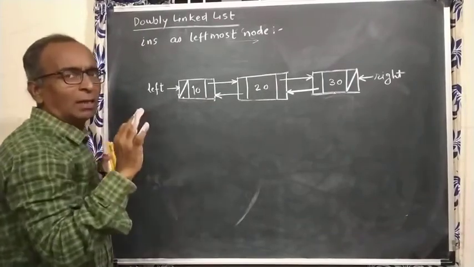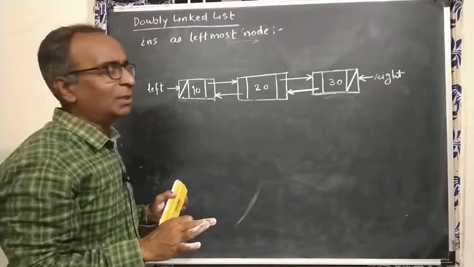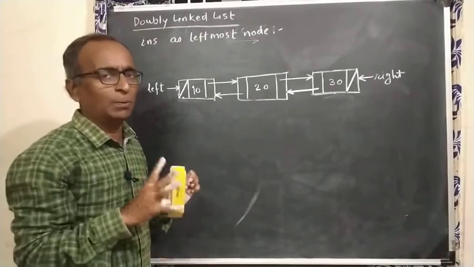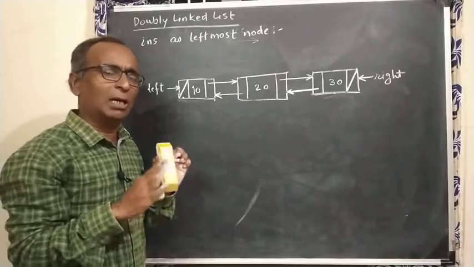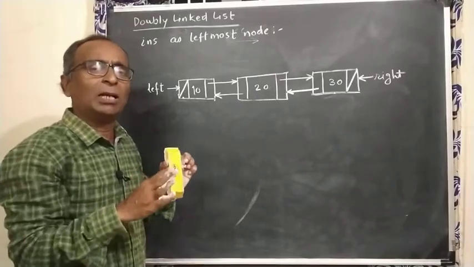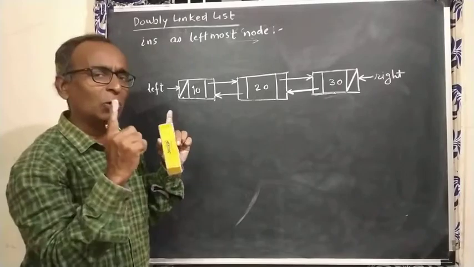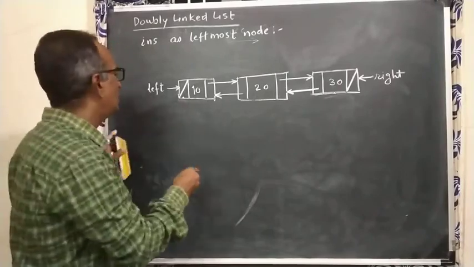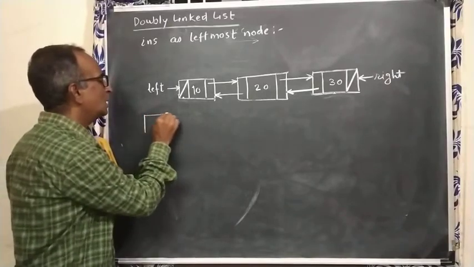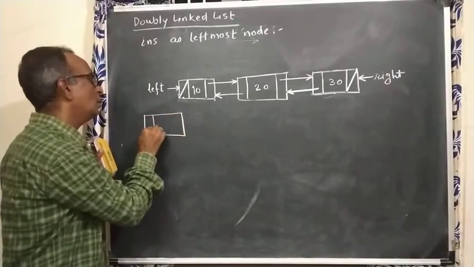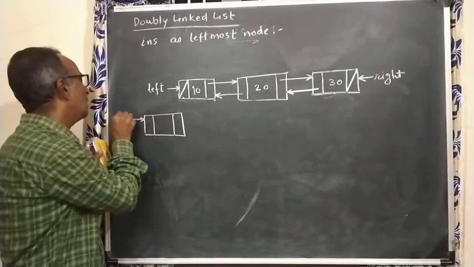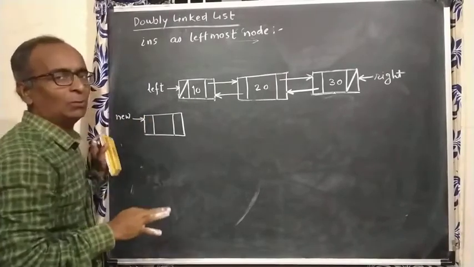As in singly linked list we have seen, the procedure will be the same. We have to create one node by malloc or calloc, any memory allocation function. You have to give the block of memory that is required for a node, that will be created. See, this new node's block of memory is given, and we are saying this is pointed to by new.